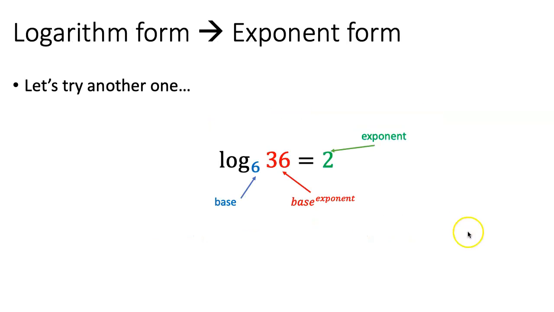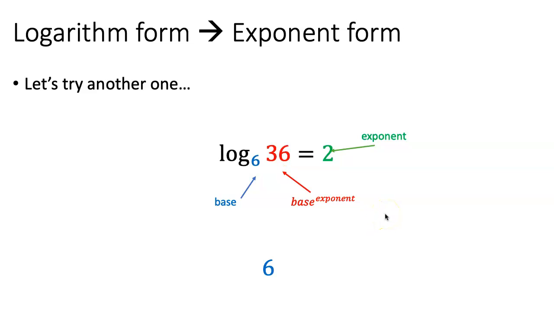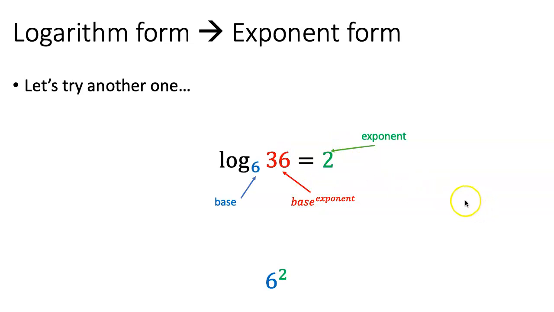Let's try another one. Log base 6 of 36 is 2. What's the base? What's the exponent? And the answer to that. We'll start with the base. It's 6. Next, the exponent is 2. And then it's going to equal 36. Not a surprise. 6 squared is 36. That's what we would expect.